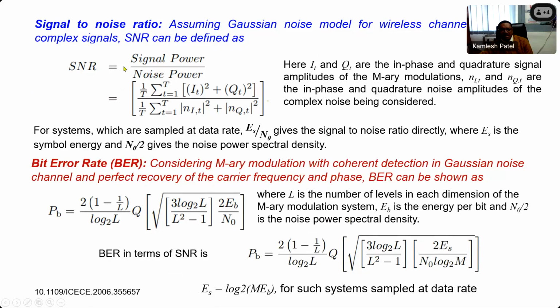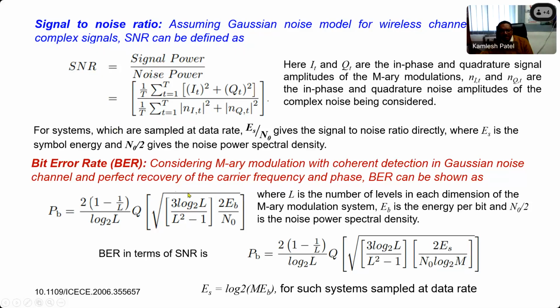Mathematically, the SNR is defined as the signal power to noise power ratio, and since every signal contains two components, one in phase and another out of phase, we get the ratio of the signal power with I(t) squared plus Q(t) squared, and N_I(t) and N_Q(t) represent the in-phase and quadrature noise amplitude of the signals. So we can have this ratio to simply define the value of SNR.